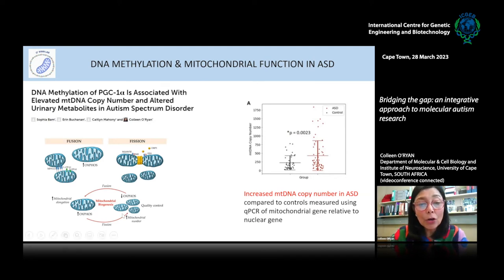And so mitochondrial copy number changes in response to the cell status. At this stage, we only had DNA from our cohort, so we looked at copy number. We wanted to know whether copy number, which would be a proxy for mitochondrial function and mitochondrial dysregulation, was different between our case and control. Indeed, we found that copy number was increased in individuals with autism versus individuals without autism. We used a qPCR assay where we looked at a mitochondrial gene DNA versus a nuclear gene.